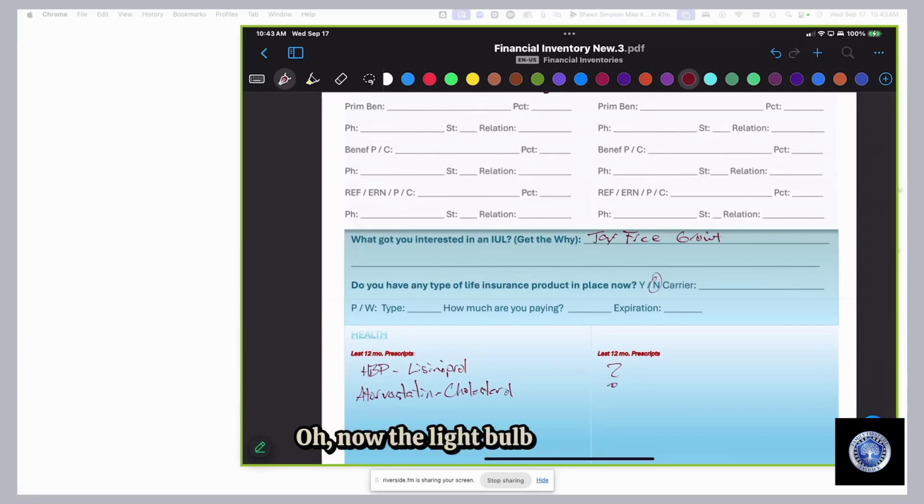Oh, now the light bulb goes on. So now I have 75,000. That is correct, sir. But how much do you have in your IUL? I have 150,000. Yes. So the whole point of me doing this, I did this with all of my clients.